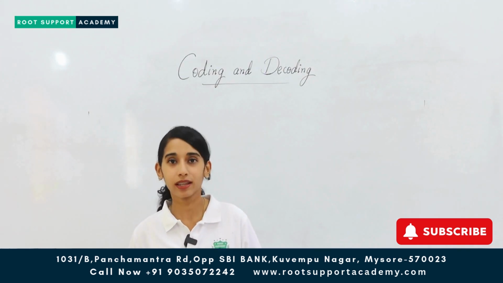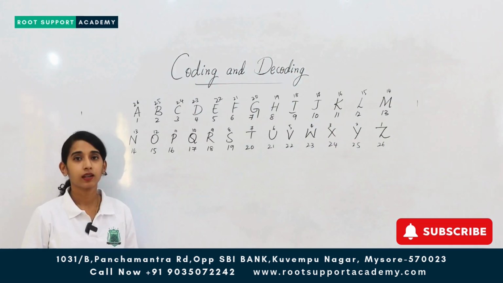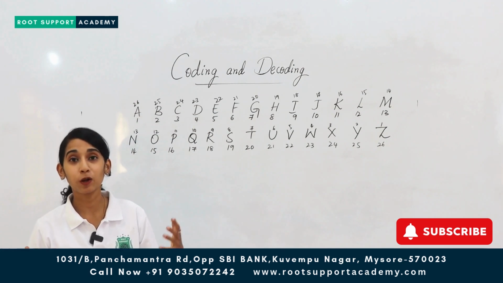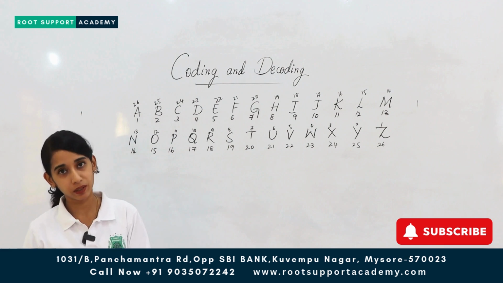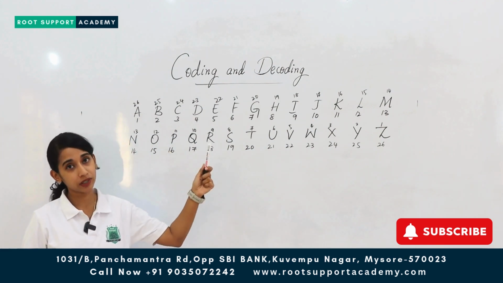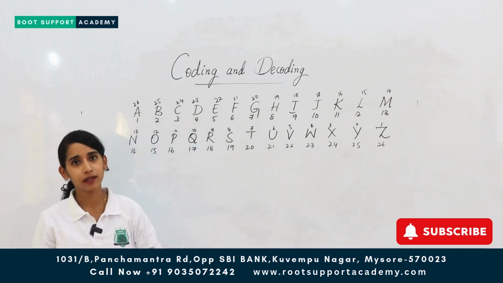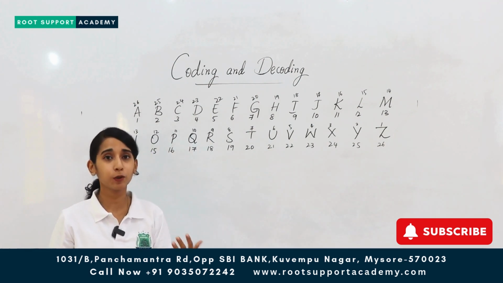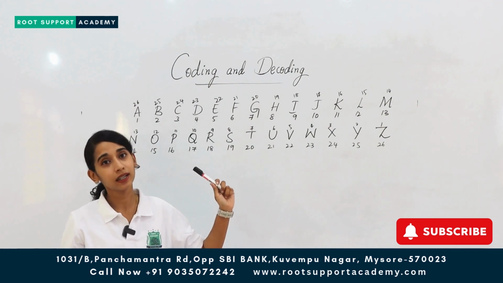In today's session, let's discuss some simple problems on coding and decoding. Coding and decoding is all about playing with alphabets. Once you're familiar with the alphabet sequence, their order and their positions both in forward manner and in backward manner, then it will be very easy for you to tackle various problems on this topic, coding and decoding.